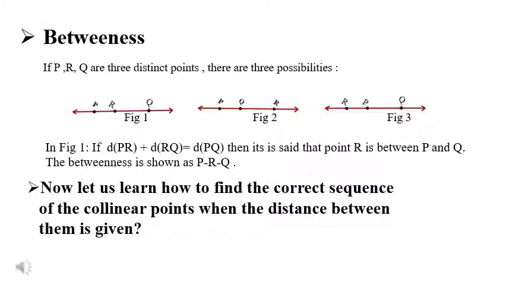Okay. Now let us learn how to find the correct sequence of collinear points when distance between them is given. In this slide, we saw that if already a picture is given to me of a line with collinear points, how I write the betweenness. But if it's the other way around, if they tell me the betweenness and I have to find the distance between them, then how should we solve it? We'll see that in the next slide.